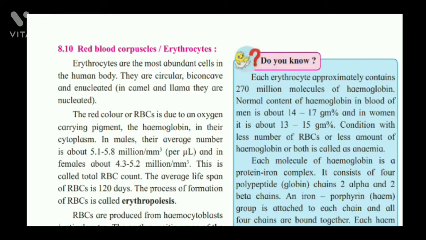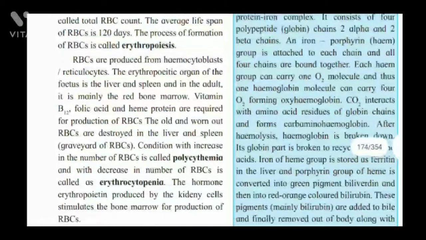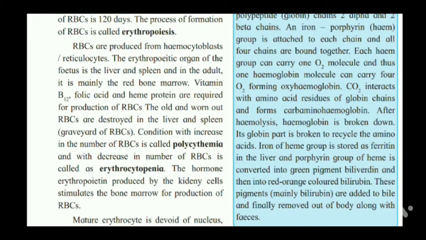The average lifespan of RBC is 120 days. The process of formation of RBCs is called erythropoiesis. RBCs are produced from hemocytoblasts or reticulocytes. The erythropoietic organ of the fetus is the liver and spleen, and in the adult it is mainly the red bone marrow.